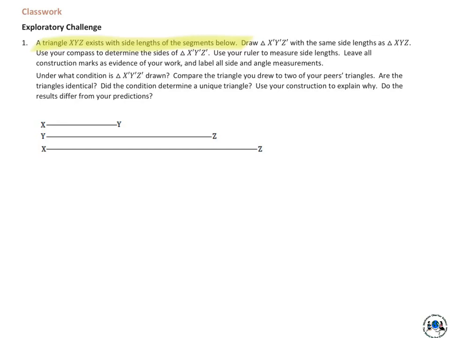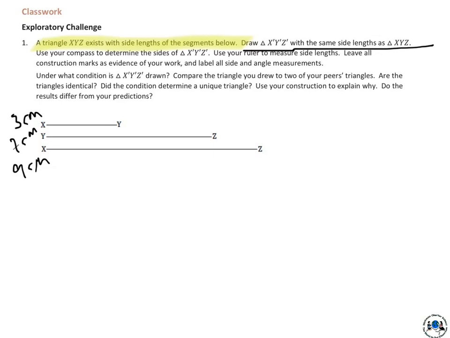I can actually measure this one. This one is 3 centimeters. This one is 7 centimeters, and then 9 centimeters here. Okay, in case you want to know. Anyway, yeah. So draw triangle X prime, Y prime, Z prime with the same side lengths as triangle XYZ.